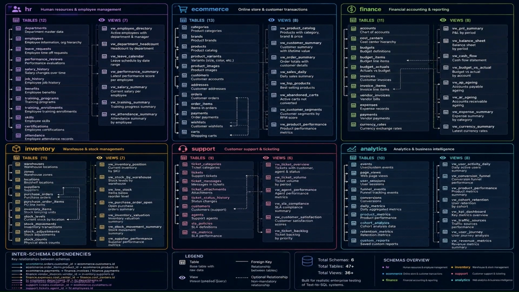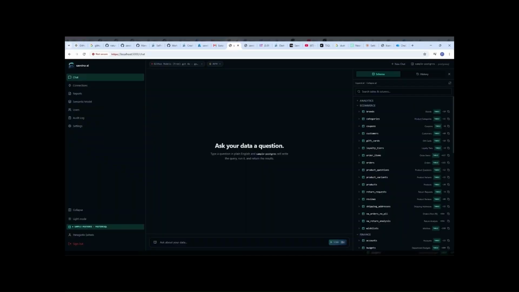Let's look at a database that's much closer to a real production system than the toy examples you usually see at most demos. This PostgreSQL database contains six business domains: e-commerce, finance, HR, inventory, support, and analytics, with more than 40 interconnected tables, more than 30 views, multiple schemas, and dozens of relationships. This is the kind of complexity where text-to-SQL systems either succeed or completely fall apart. Let's ask something that sounds pretty easy. Who are our best customers?